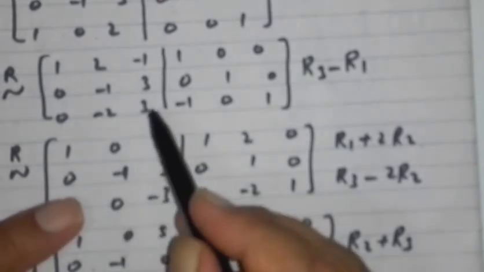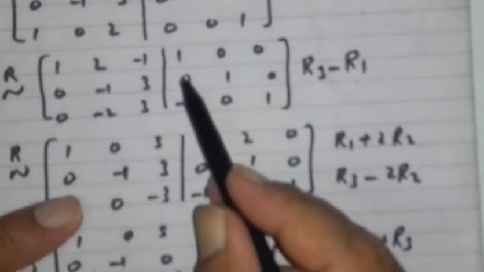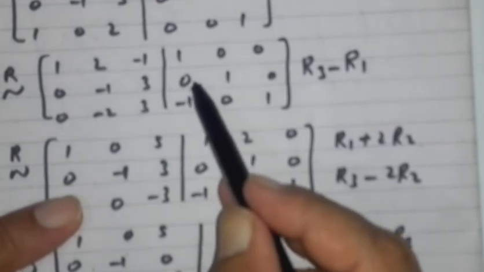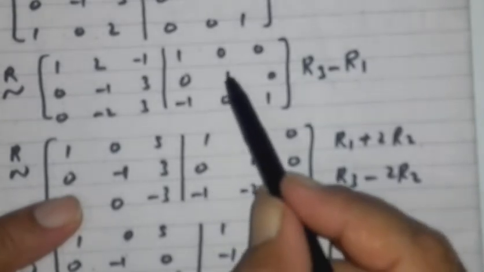And similarly R3 minus 2 times R2, so multiply this with 2, so minus 2, minus 2, minus 2, so plus 2, so here we get 0, and here 3 minus 6, we get minus 3, and here minus 1, so 0 minus 1 in its place, and here 2 ones are 2, 0 minus 2, we get minus 2, and here 0, so 1 in its place.